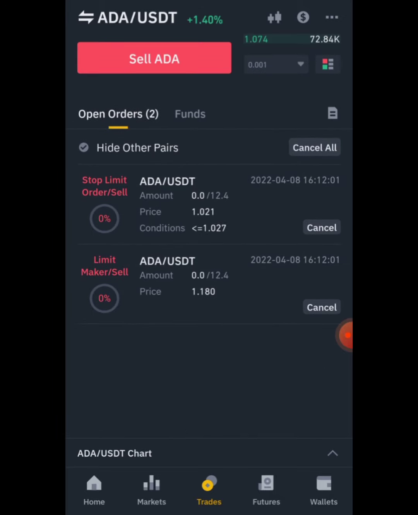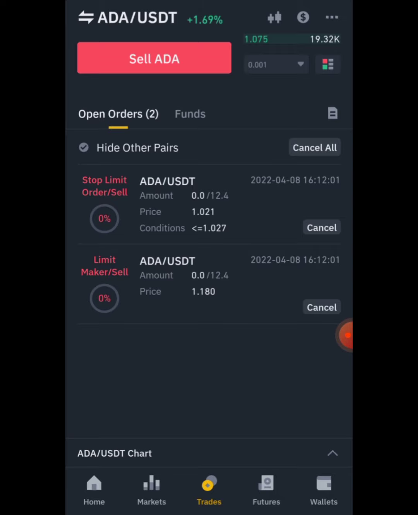You can see it's open. There are two open orders here. We have one for stop limit and one for limit maker, that is to sell. The one down here is for profit, while this one is for stop loss. The thing about this is that, as I always say, the market fluctuates.